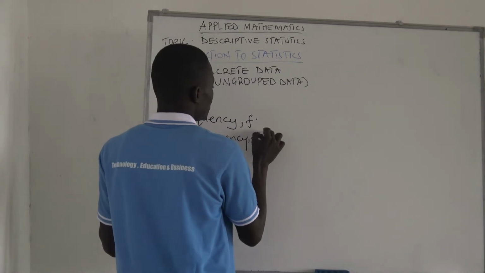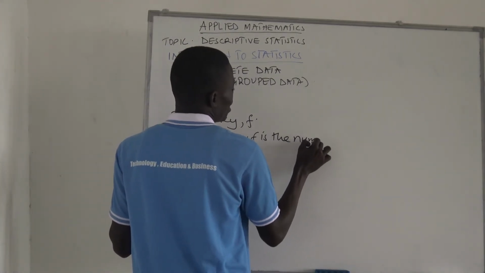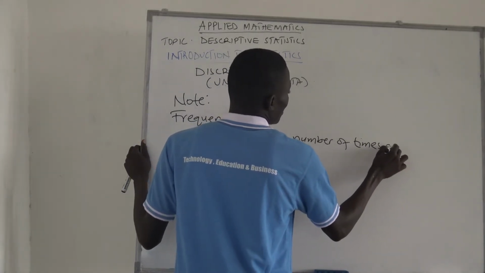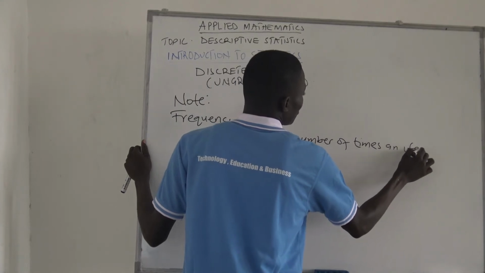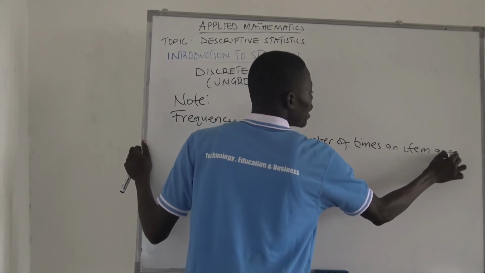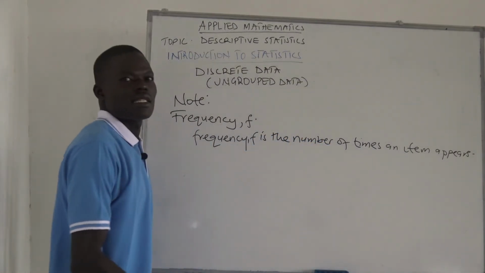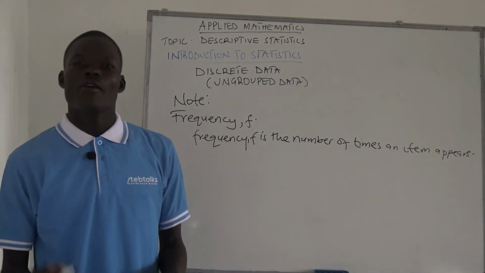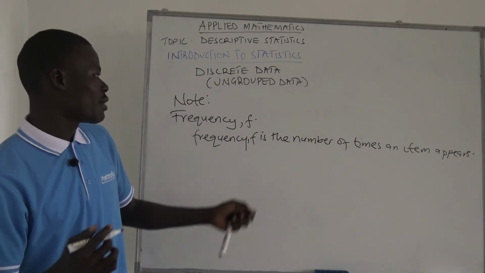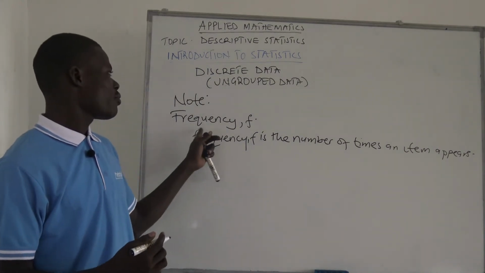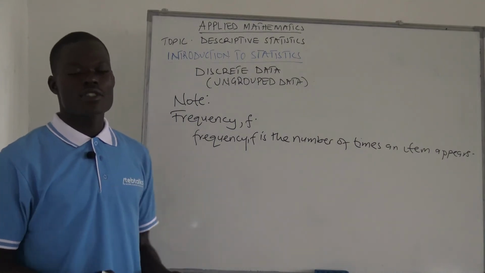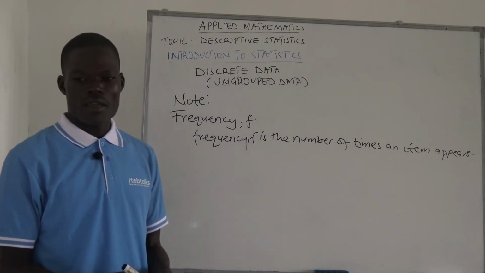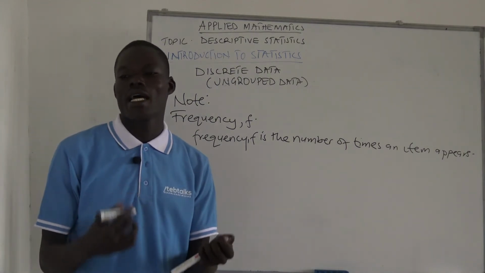Frequency f is the number of times an item appears. That's the frequency. You have been looking at frequency but without knowing its definition. So frequency f is the number of times a value appears, or an item appears.